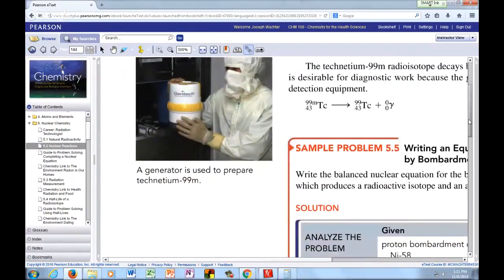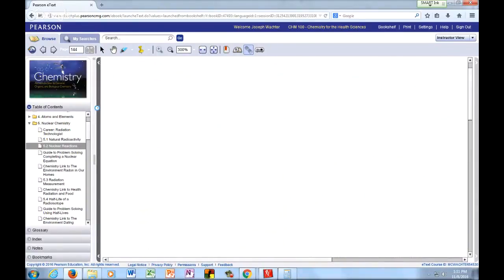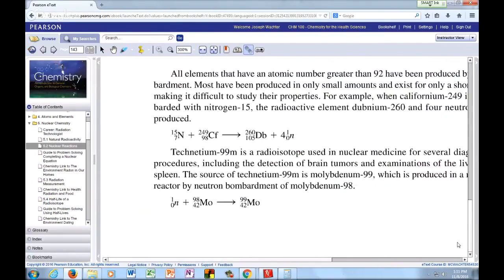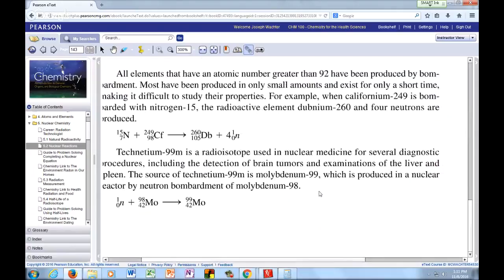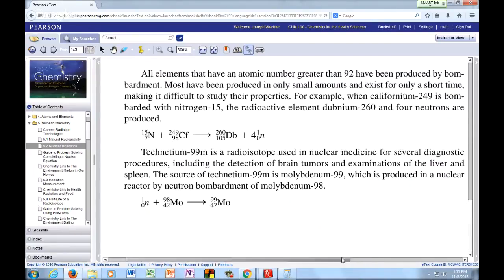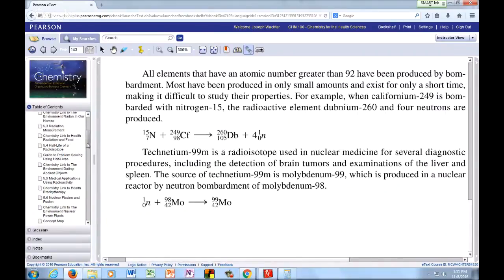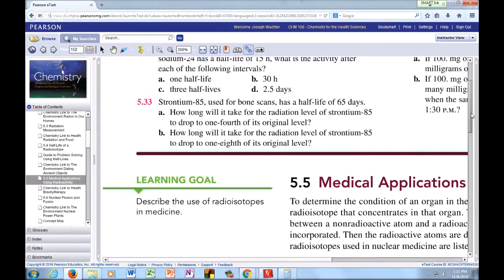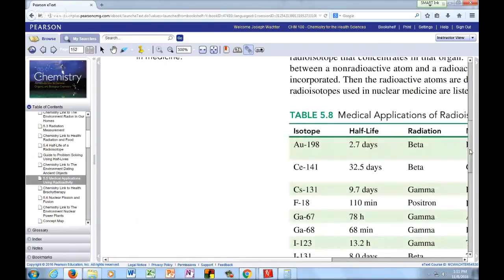So there's a picture of somebody making some. It only sticks around for a pretty short time. We'll talk about half-life on Thursday, but it's got a half-life of about 6 hours. So the radiation labs that use it actually have to make it right there. They'll have a little machine that has that radioactive molybdenum, which breaks down into the technetium, and then they can use that for what they want to use it.